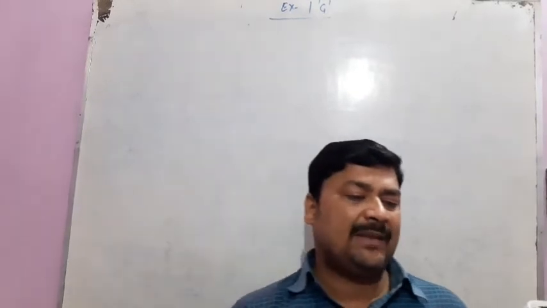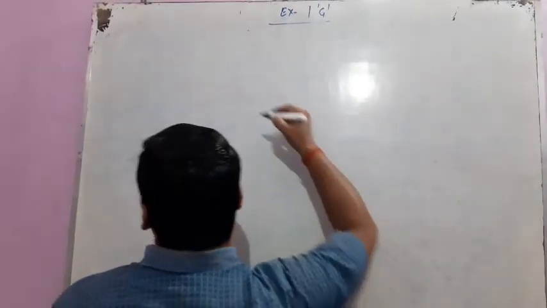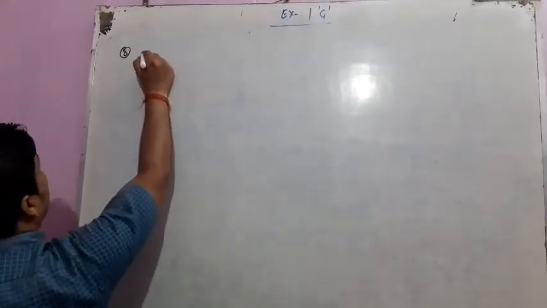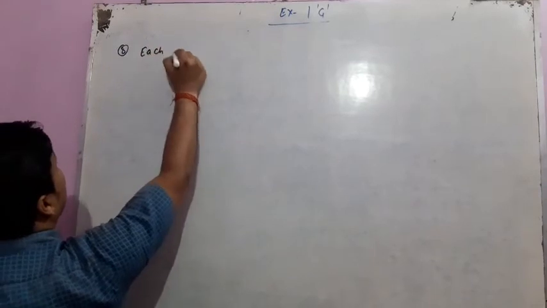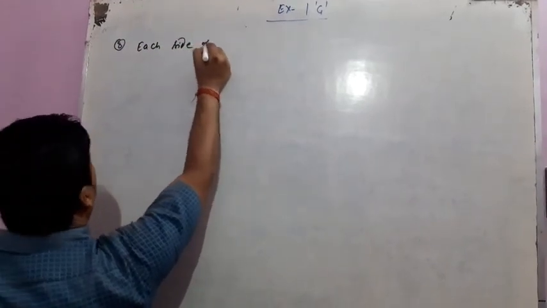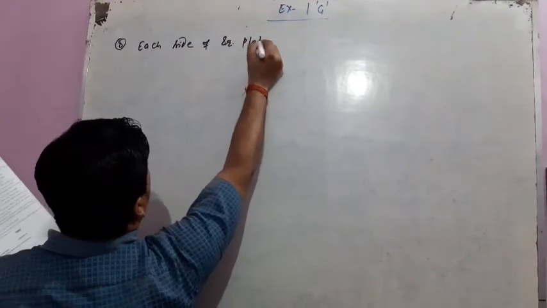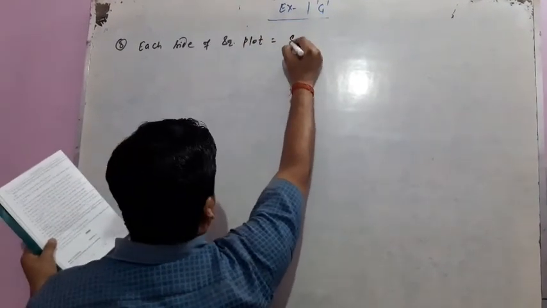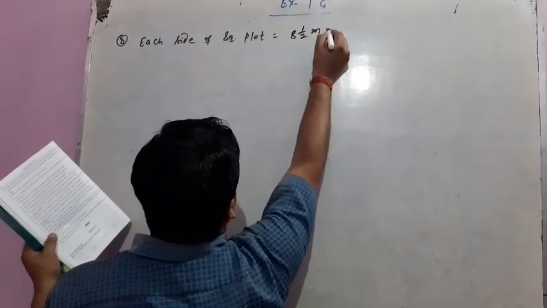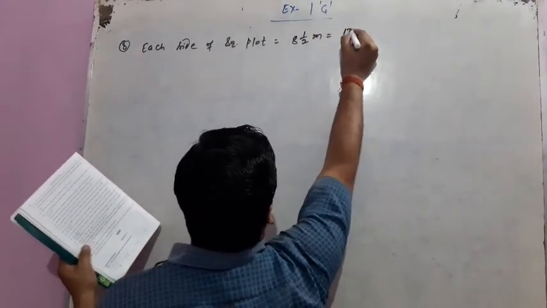Find the area of a square plot whose each side measures 8 whole 1 by 2 meter. The area of a square is side into side. So we have to look here. Each side of a square plot is 8 whole 1 by 2 meter. 8 2s are 16, 1 is 17 by 2 meter.